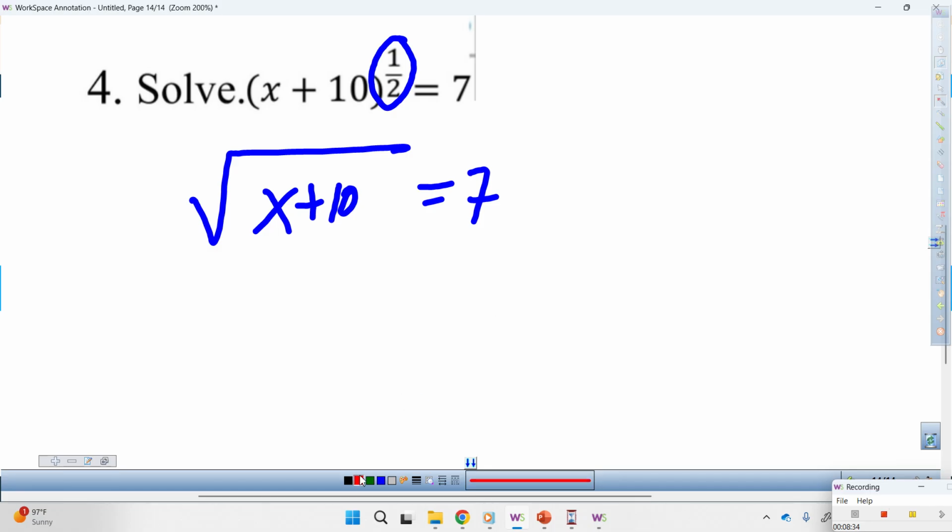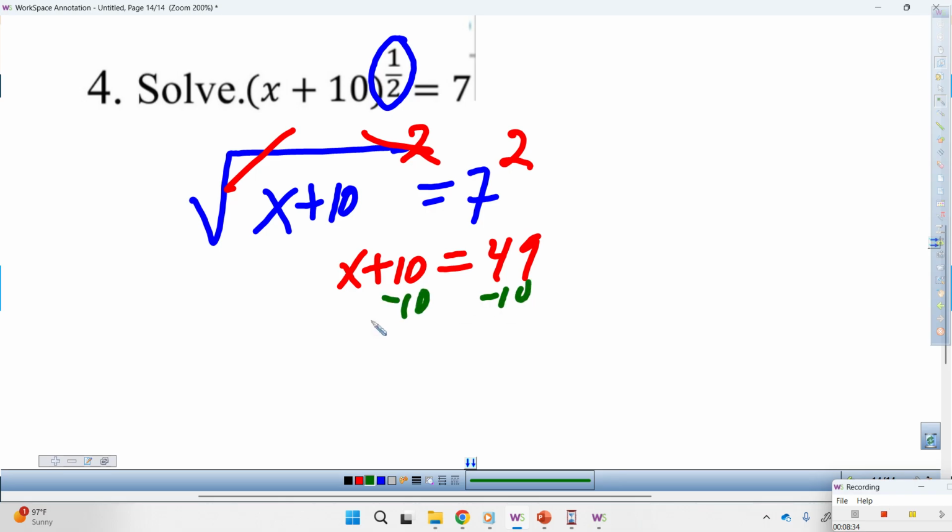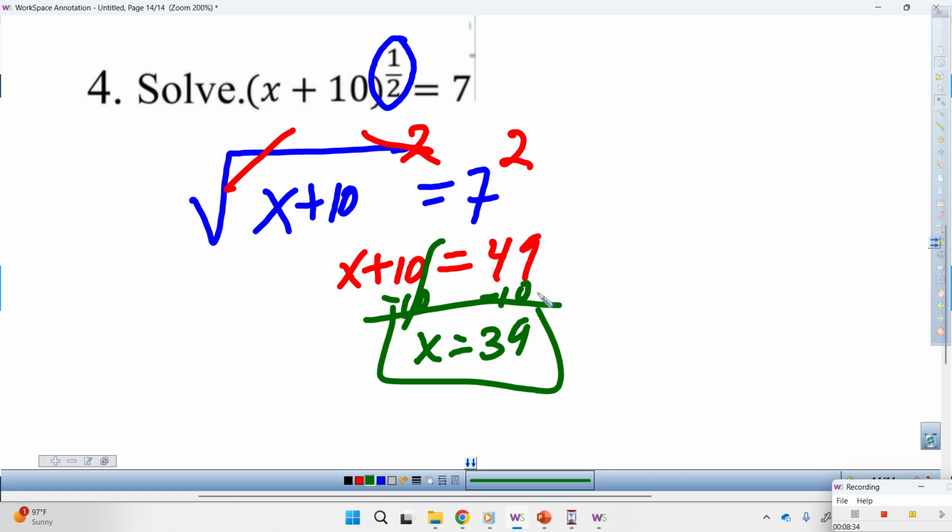Next. How do we cancel the square root? Square both sides. This cancels that. We're left with x plus 10 equals 49. And last but not least, subtract 10 from each side. X equals 39. Hands if you got that by yourself. All right, good. Looks like everybody's on the ball.